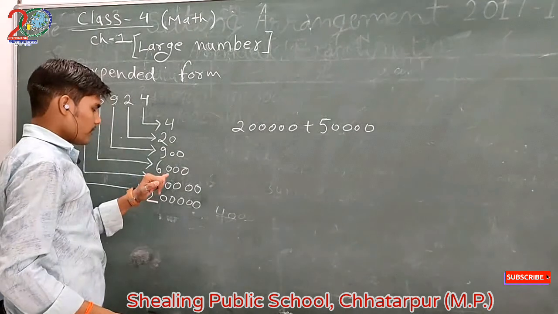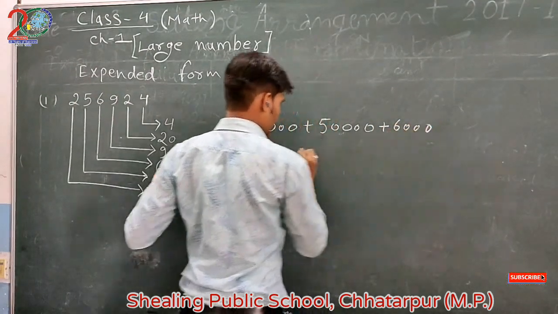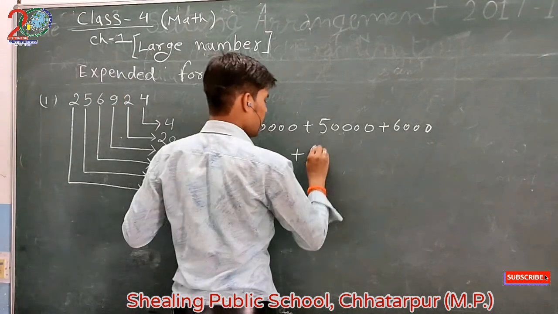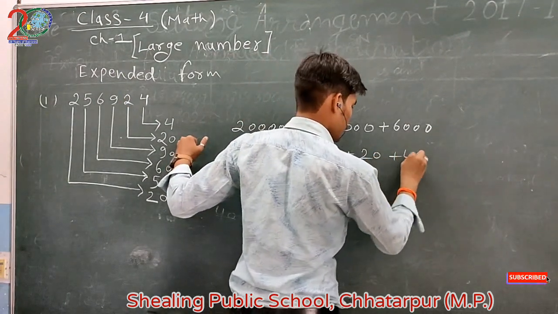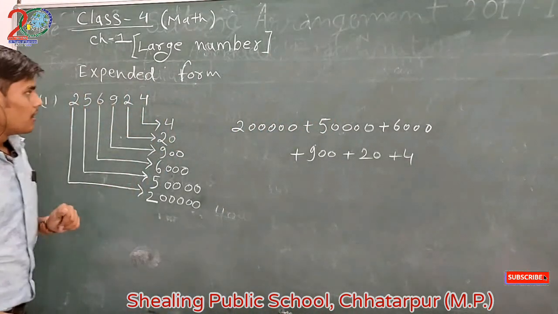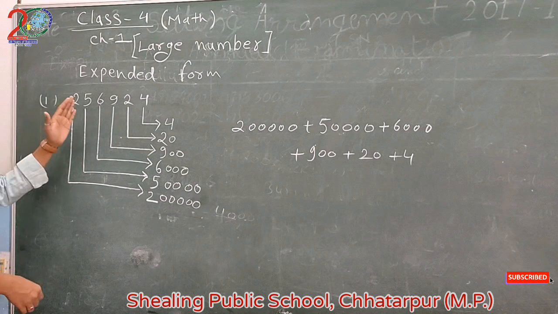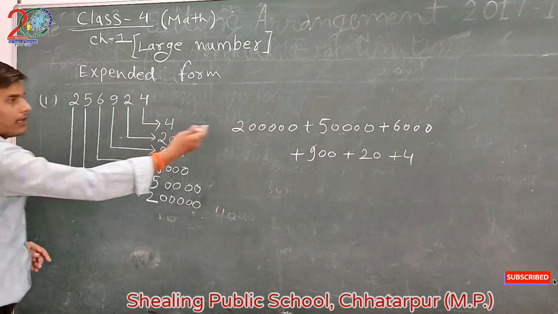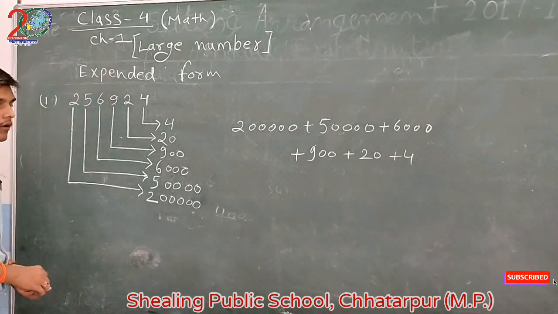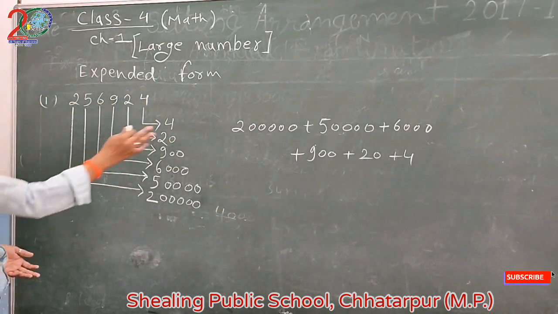Then 6,000. Then 900. Then 20. Then 4. Like this we write down this particular number in expanded form. First we write it down like this, then we add them all. When we add them all, we find this number. Okay, this is our expanded form.